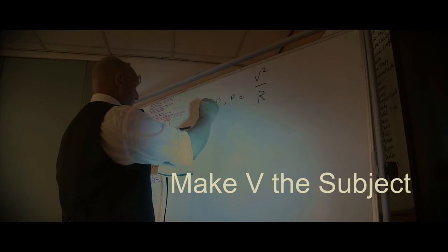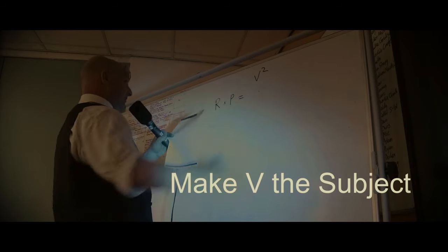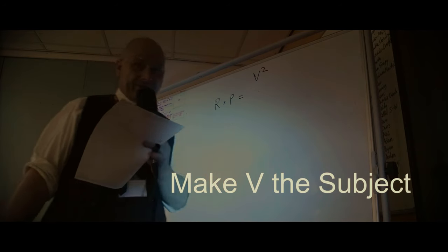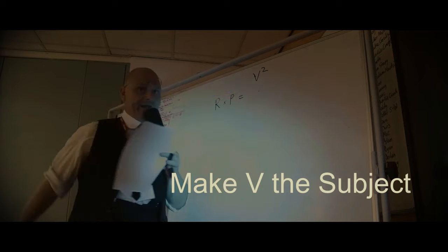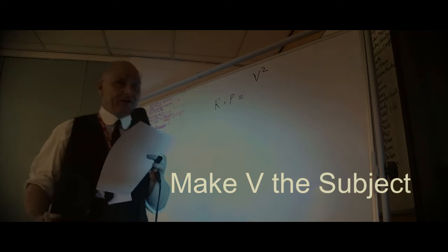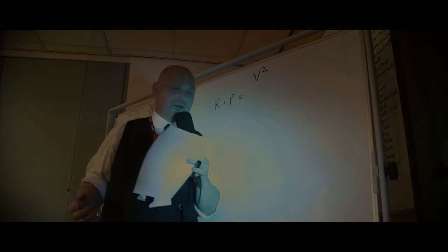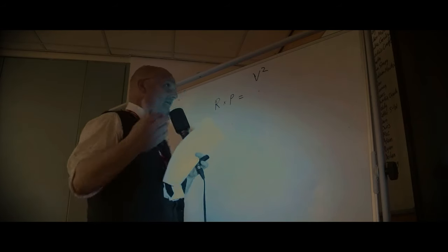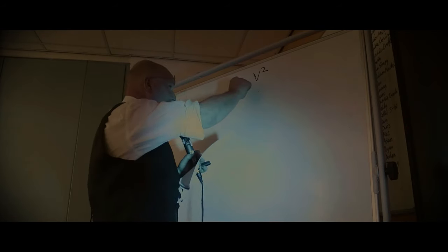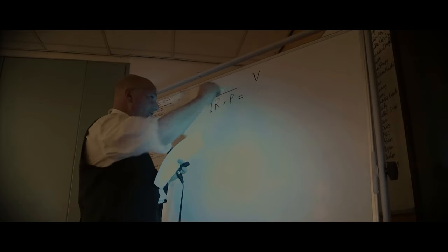P equals V squared over R, make V the subject. We multiply both sides by R, we can get rid of this R, we can get rid of that one, making V the subject. What do we do on both sides that is the opposite of squaring? I asked the class what the opposite of squaring was, and they had difficulty answering. Likewise with taking the root of something, what the opposite of that was, they had difficulty answering that too. The opposite of squaring, saying V times V, is square root. So we square root both sides, which gets rid of that little square, and you square root that side. And that is your rearranged.